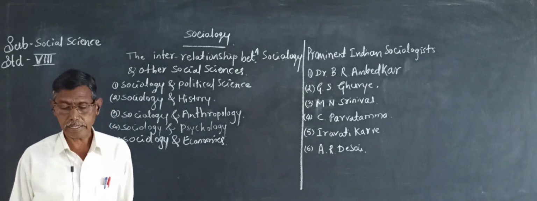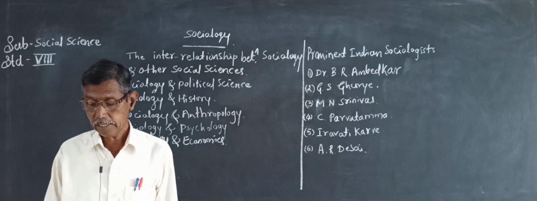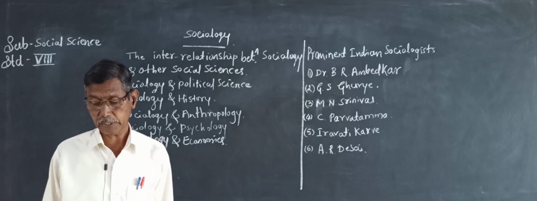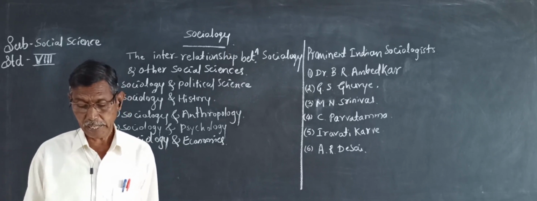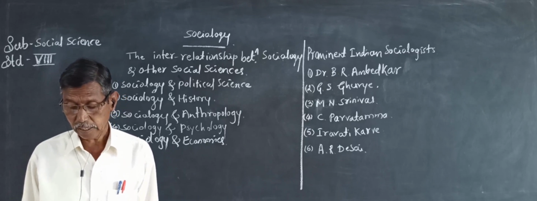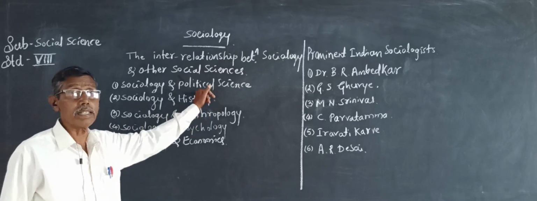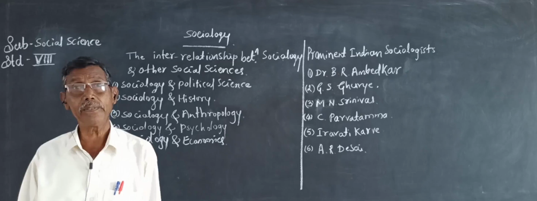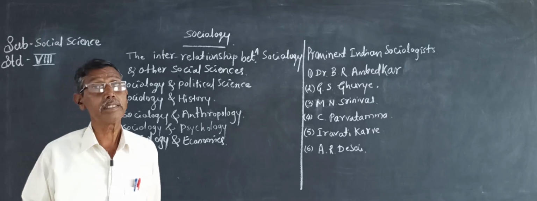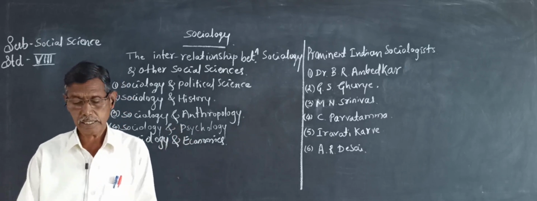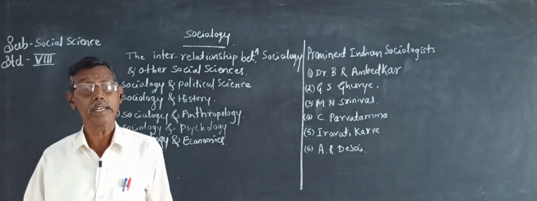Now, sociology and history. The relationship between history and sociology is also interrelated. History is the reflection of the life of the past society, or past events, whereas sociology is the reflection of the contemporary society. Historians write history, and sociologists write sociology. It helps the sociologists as well as the historians to write history and sociology.